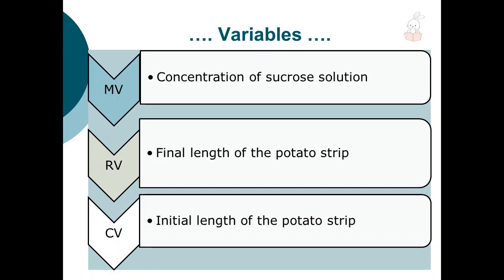Now we look at the answers for the variables. Number 1, the MV is concentration of sucrose solution. The RV is final length of the potato strip. The CV is initial length of the potato strip. Able to get all correct? Congratulations if you have tried your best to answer it.